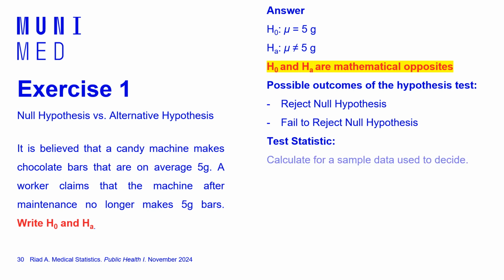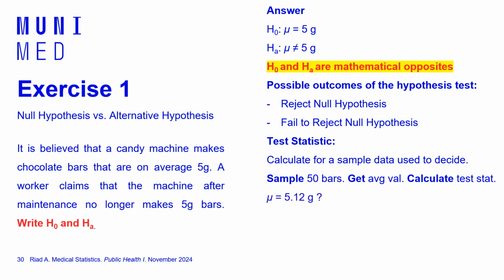Okay, let's imagine that we had a sample of 50 chocolate bars from this machine after maintenance, and we weighed each of them, and we calculated the average weight, and now we will see what the average value was. So maybe the average value could be 5.12. If you see 5.12, you would say, this is almost 5, so I don't believe that the candy machine had changed after the maintenance, and that's why you will be more or less in favor of accepting the null hypothesis and rejecting the alternative hypothesis, or not believing the worker.